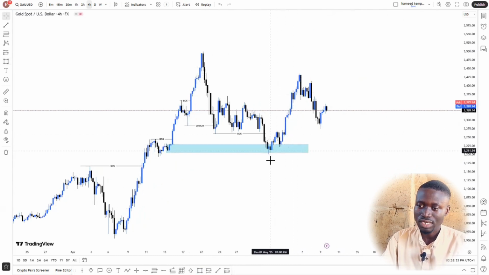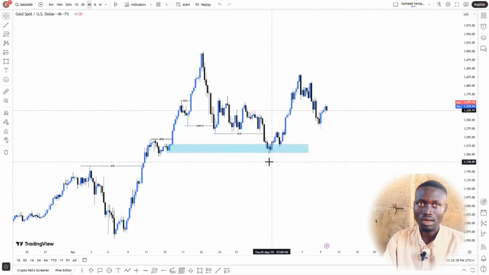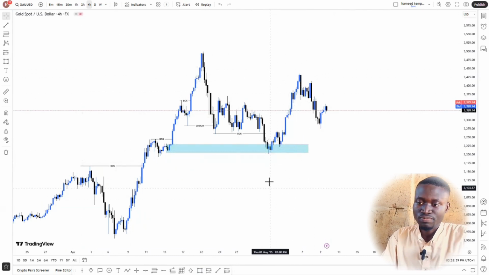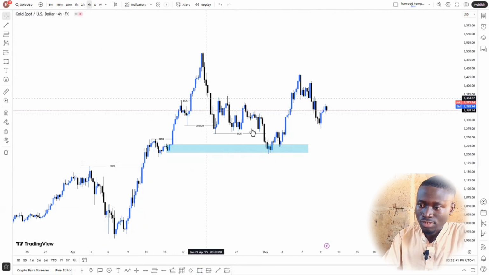Now let's read this move from here to here. This is where we decide to take our trade from here to here. You understand now?